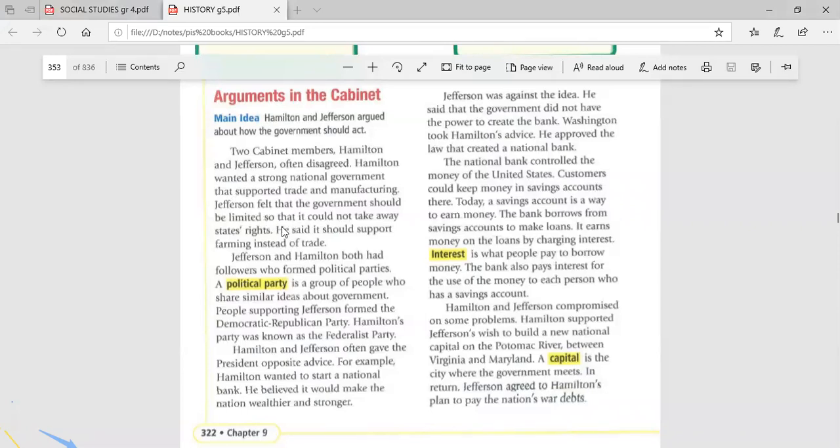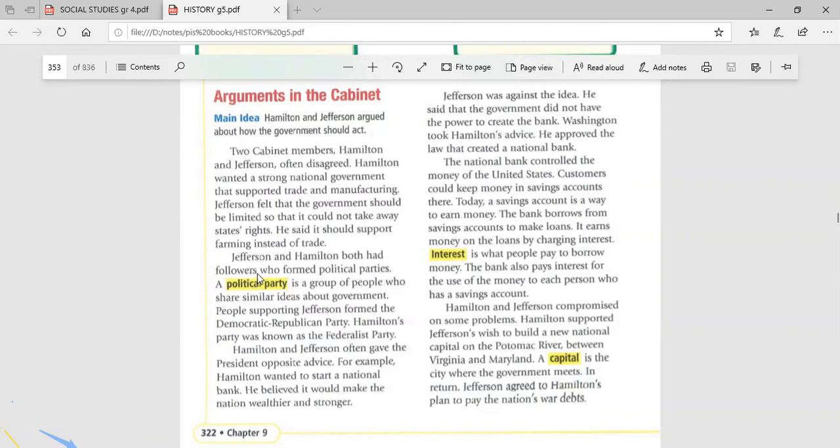And he felt that it couldn't take away states' rights, and he supported farming instead of trading. So Jefferson was interested in farming, but Hamilton was interested in trading and manufacturing. Jefferson and Hamilton both had followers.